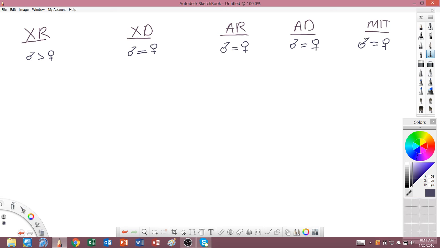Okay. What do we say about X-linked recessive? Normal parents, I'll put a P. Normal parents can give diseased children. Autosomal dominant, normal parents can't.